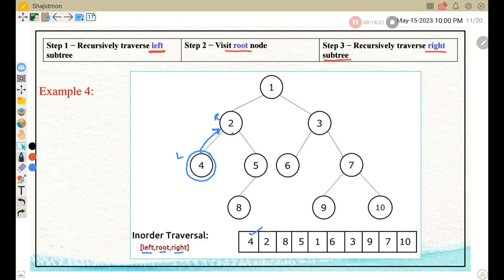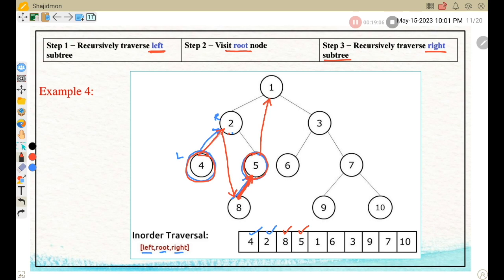See, first we visited 4, after that we visited 2. Now before visiting number 5 we need to visit its left part, correct? Only then can we visit this one. Because this number 5 has a child on the left side, we need to visit that first. Left, then root. So we need to do 4, 2, then 8, then 5, correct? After 5 we need to go to the root vertex, that is number 1.